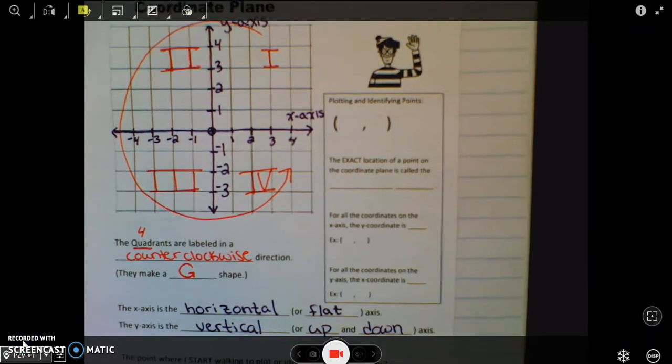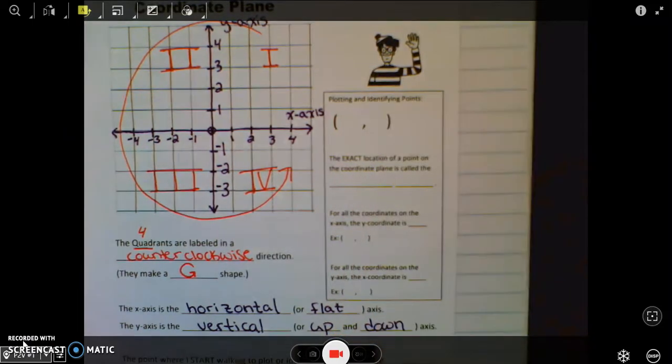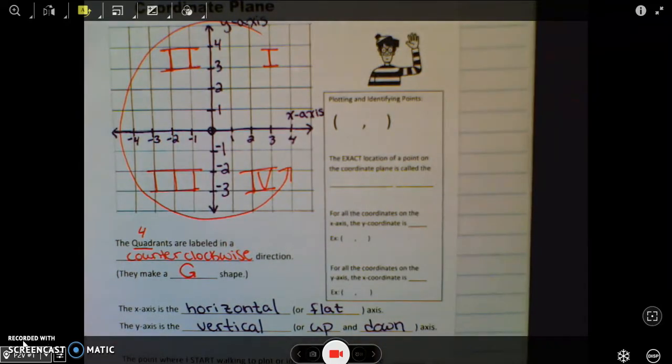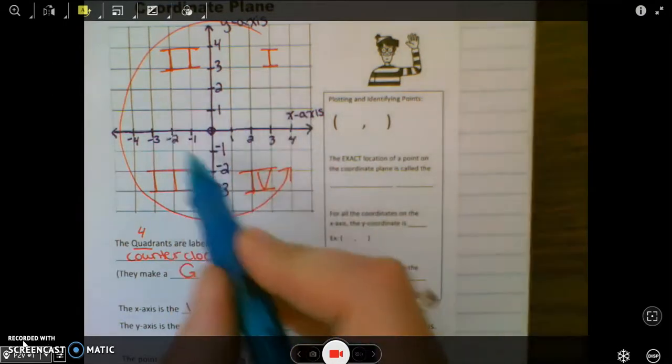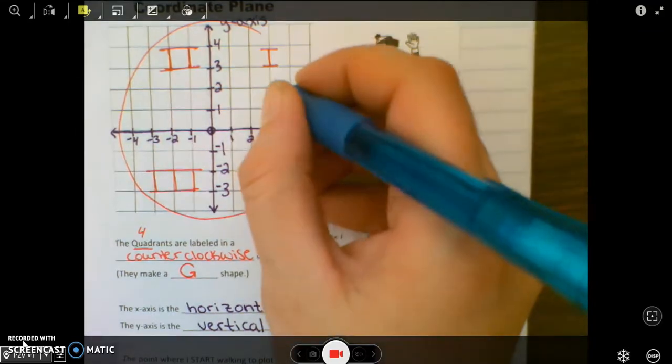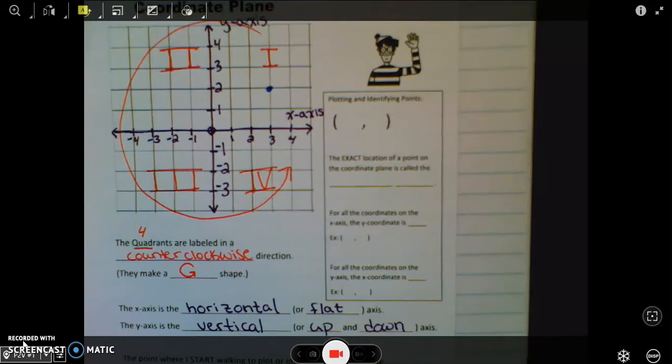So we're going to start today with plotting and identifying points. Today we're going to start with identifying points. What that means is if I were to have a point out here somewhere on this grid, I would have to basically explain directions on how to get to that point. So I'm going to put a point over here. Okay?